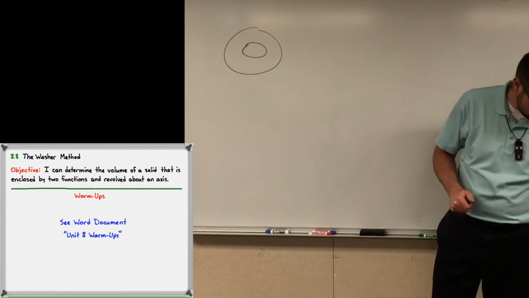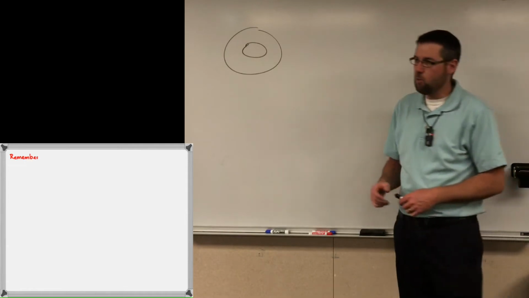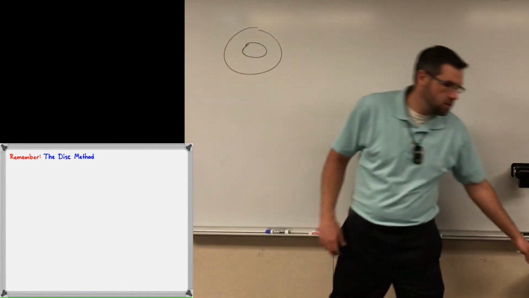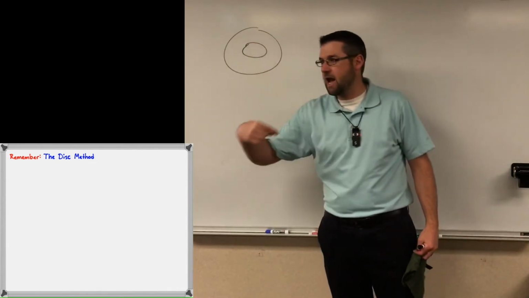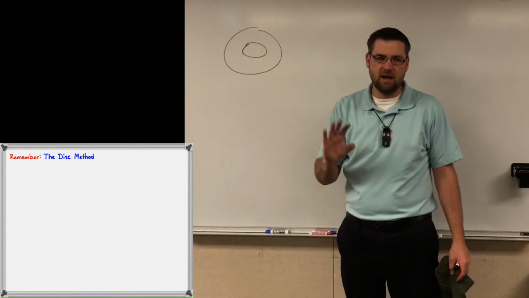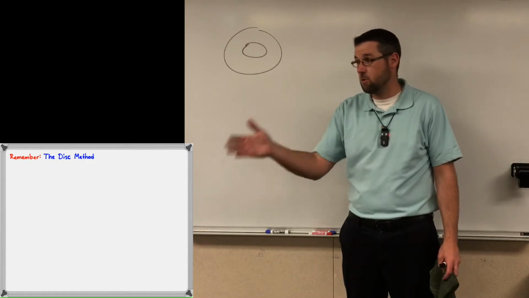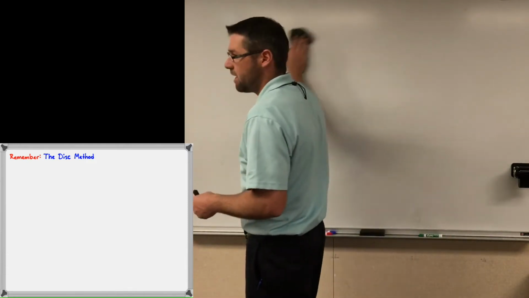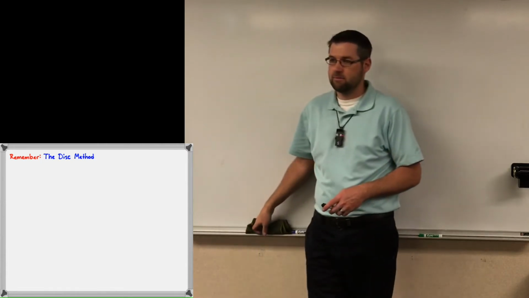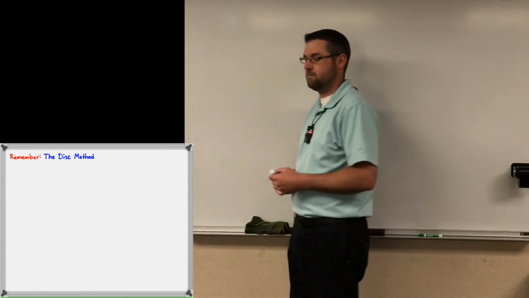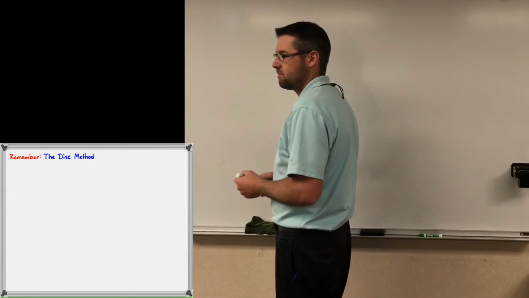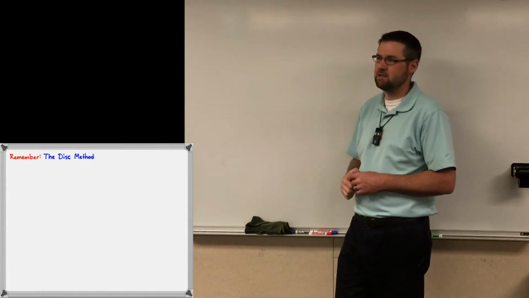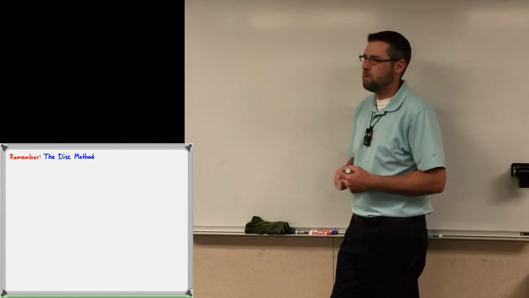What was yesterday's? The disc method. And what were we doing for the disc method? When do we use the disc method? When you're revolving around an axis, right? And that axis does not have to be the x-axis or the y-axis. It could be anything. But we only focused on the x-axis and the y-axis the other day. Can you revolve around the z-axis? Yeah, that'd be multivariable. Well, it wouldn't be that bad, actually, I don't think.